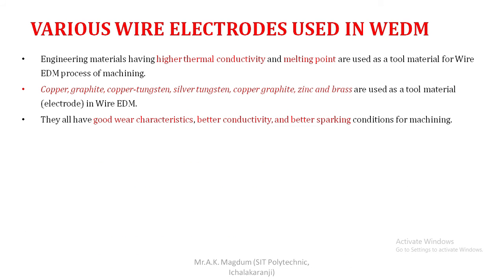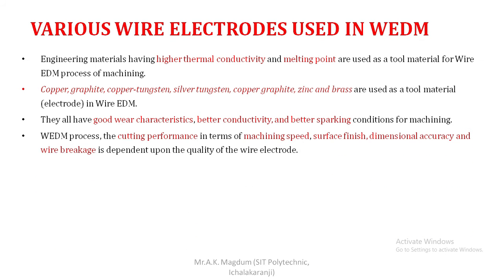Next, they all have good wear characteristics, better conductivity and better sparking. That is the property present in the wire electrodes mentioned by name, like copper, graphite, copper tungsten. There are many names mentioned on that slide. What are the basic properties required? Good wear characteristics, better conductivity and better sparking. These are the important things required in the electrode material.